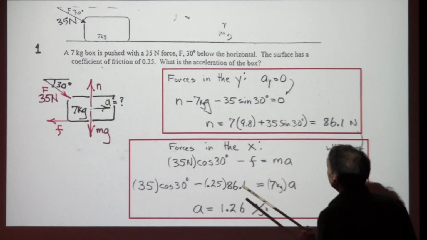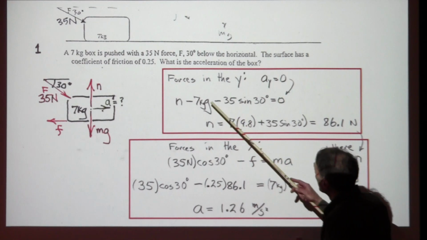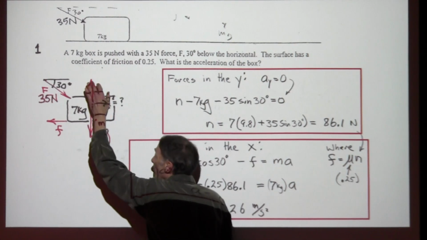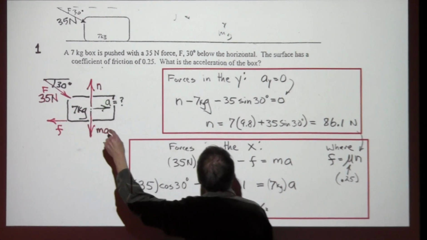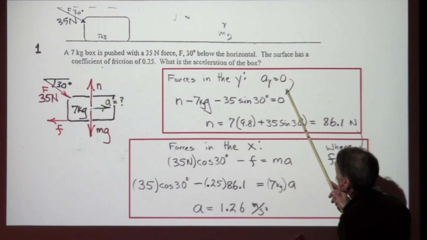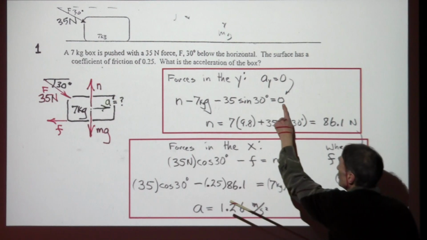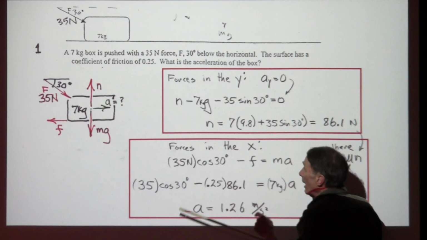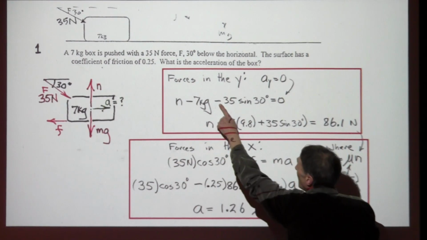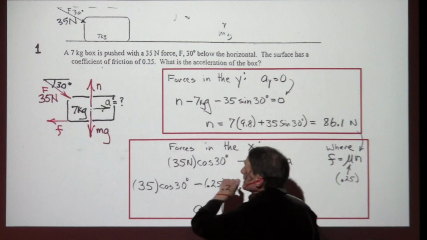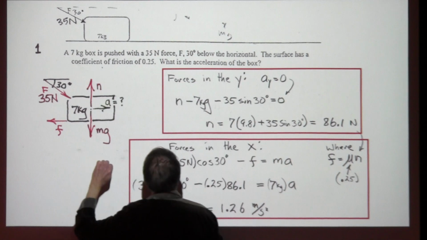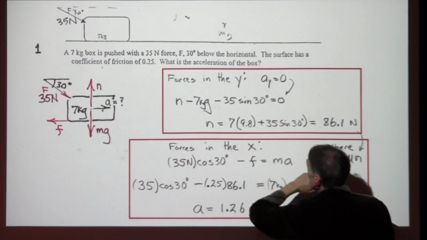Now we're going to look at the forces in the y. In the y direction, this thing I don't expect to jump up or crash through the tabletop. It should stay. There should be zero acceleration, and therefore the forces should be zero. So in the y direction, we say the normal force minus 7 kilograms g minus, we do the 35 times the sine of 30 degrees. Sine would be opposite that. That would be the component that's down. That should be equal to 0.